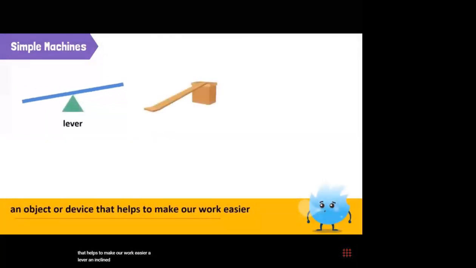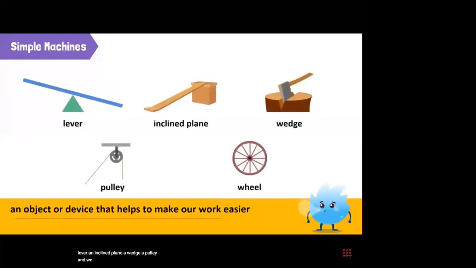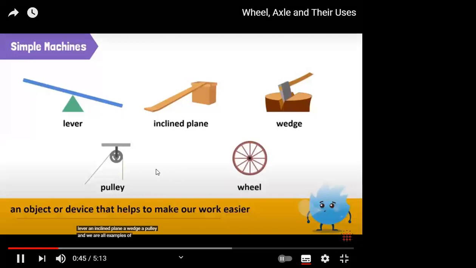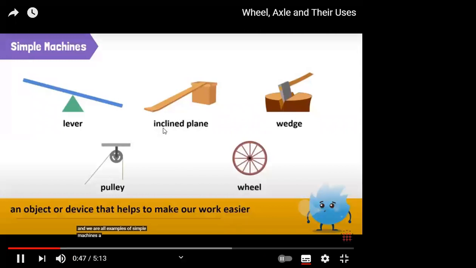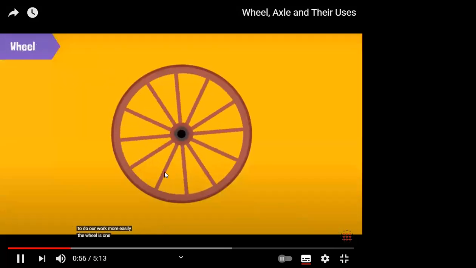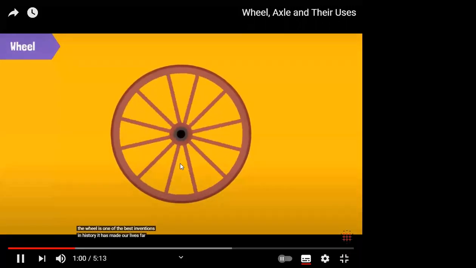A lever, an inclined plane, a wedge, a pulley, and a wheel are all examples of simple machines. It does not reduce the amount of work, but enables us to do our work more easily. The wheel is one of the best inventions in history. It has made our lives far easier.